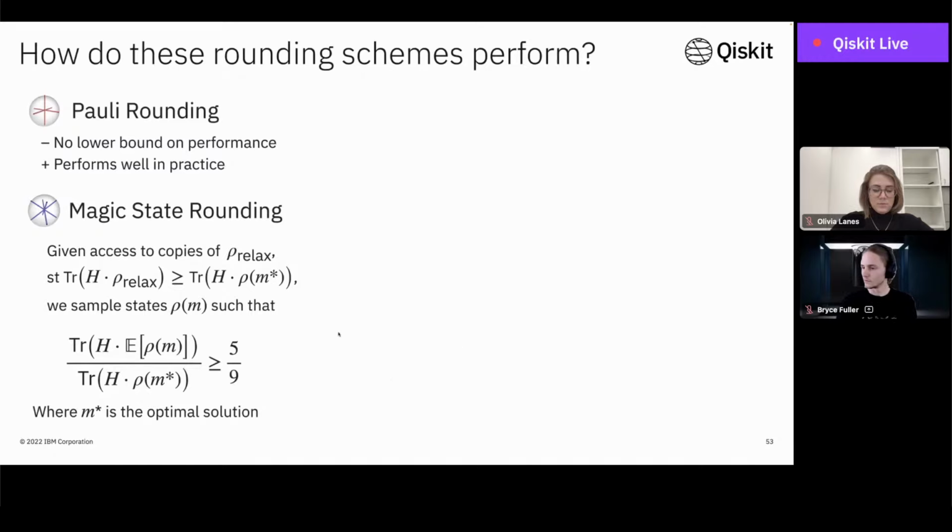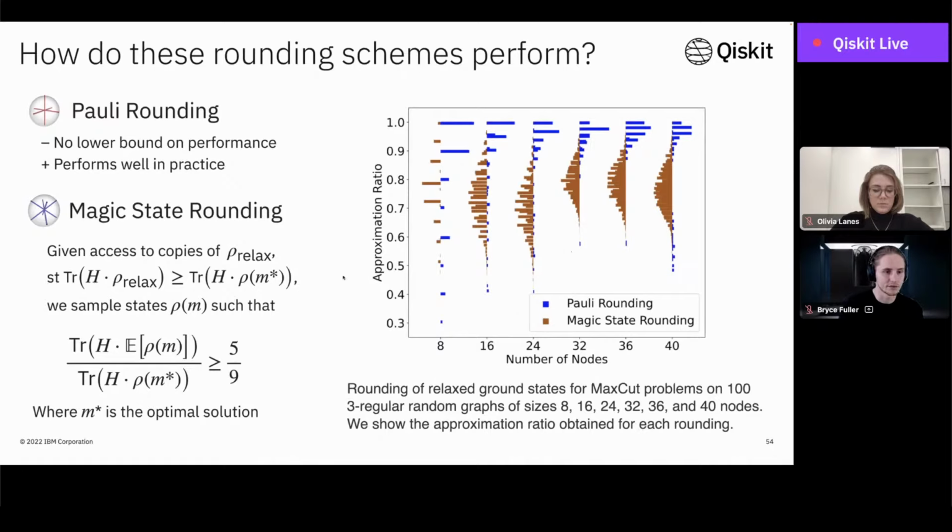Right? So over here on the right, I have one of the figures from the paper where I'm basically just taking the optimal relaxed solution. So I haven't approximately solved it. And I'm just rounding it with both of these techniques to look at the distribution of outcomes that you get, right? And so this burnt orange distribution is the magic state rounding. So the best case scenario would be that everything's clustered around 1, which means that when I round my solution to get a bit string, it's the optimal bit string every single time. And you can see that these blue histograms, which are the Pauli rounding, tend to do better empirically than the magic state rounding, even though the magic state rounding has a bound on performance.